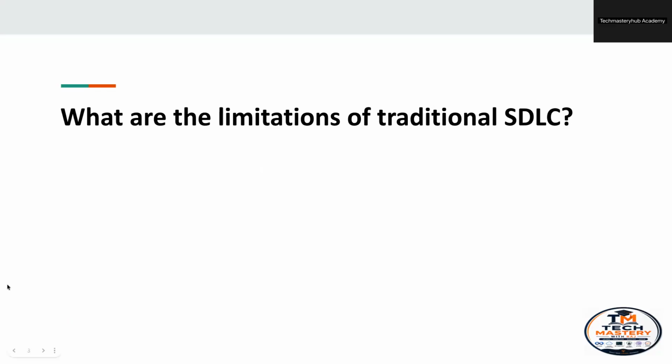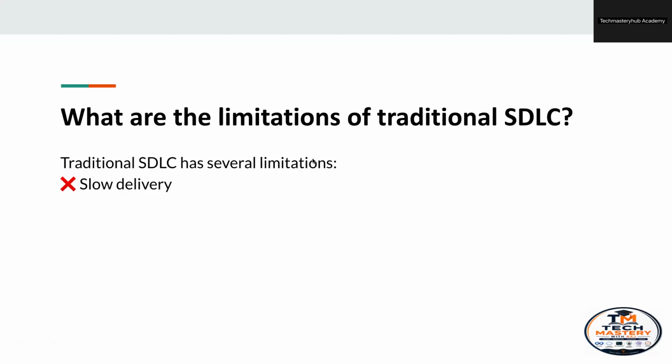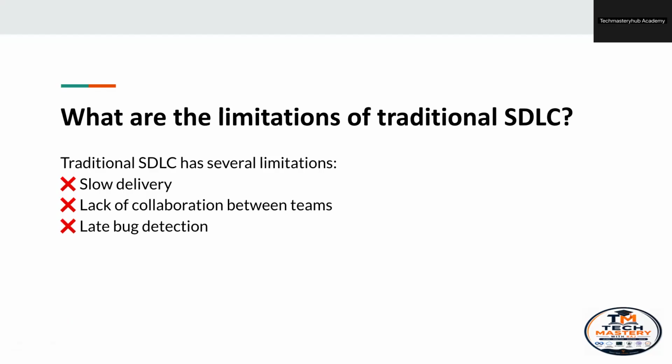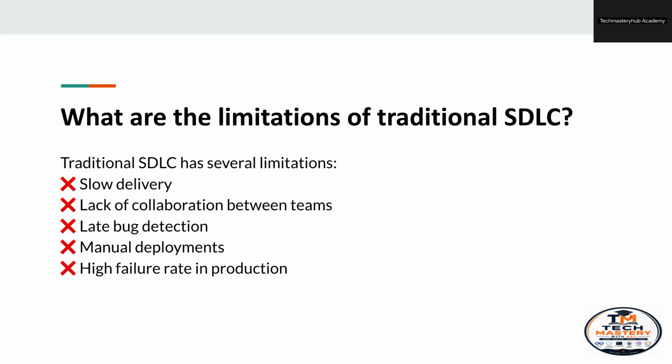Next question is, what are the limitations of the traditional SDLC? Traditional SDLC has several limitations. First one is slow delivery. Second one is lack of collaboration between teams. Third limitation is late bug detection. Fourth limitation is manual deployments. And the last limitation is high failure rate in production. So these are the challenges that led to the introduction of DevOps.